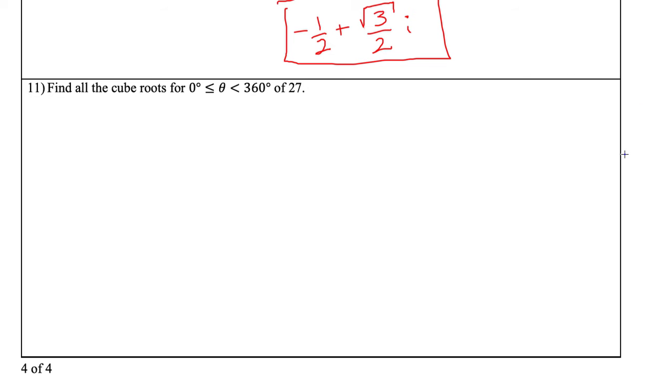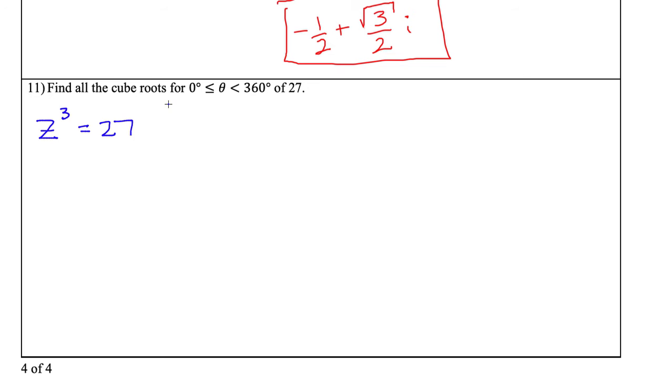So the hardest thing about number 11 is setting it up. What is it even asking? You'll stare at this and you'll be like, what do I even do? This is what you do. If you're looking for cube roots, the way that we've seen this in the past is saying this: if I have z to the power of 3 equal to 27, then what is z? Because in order to find z, I need to take the cube root. So setting this up is the hardest part.